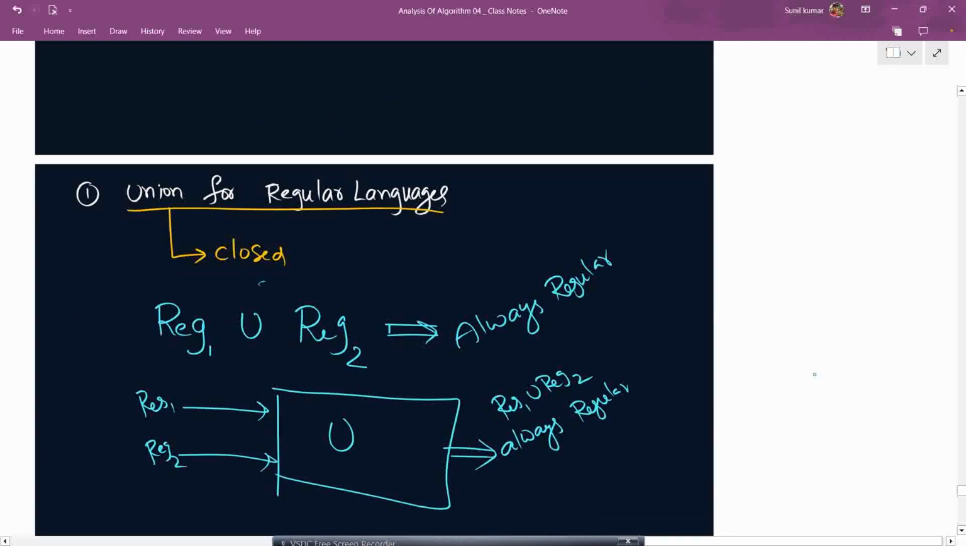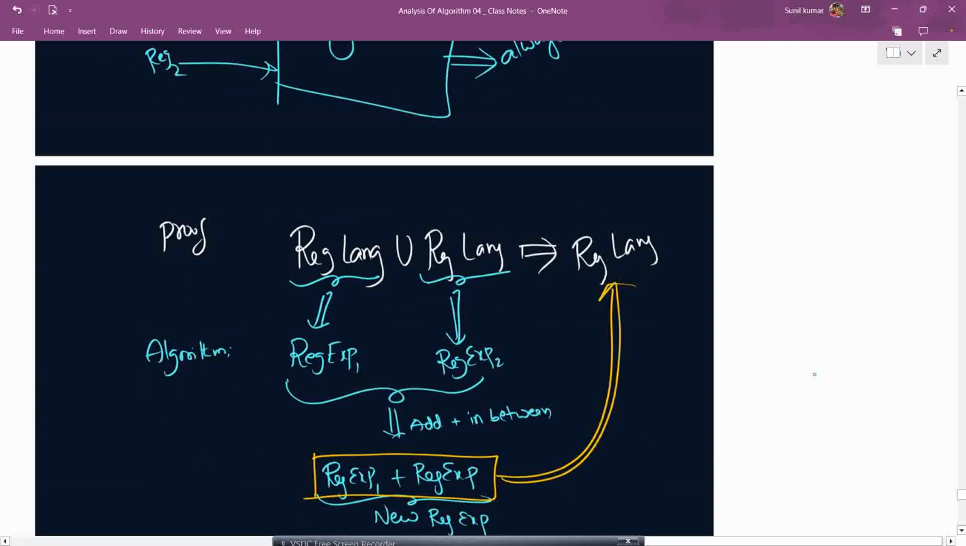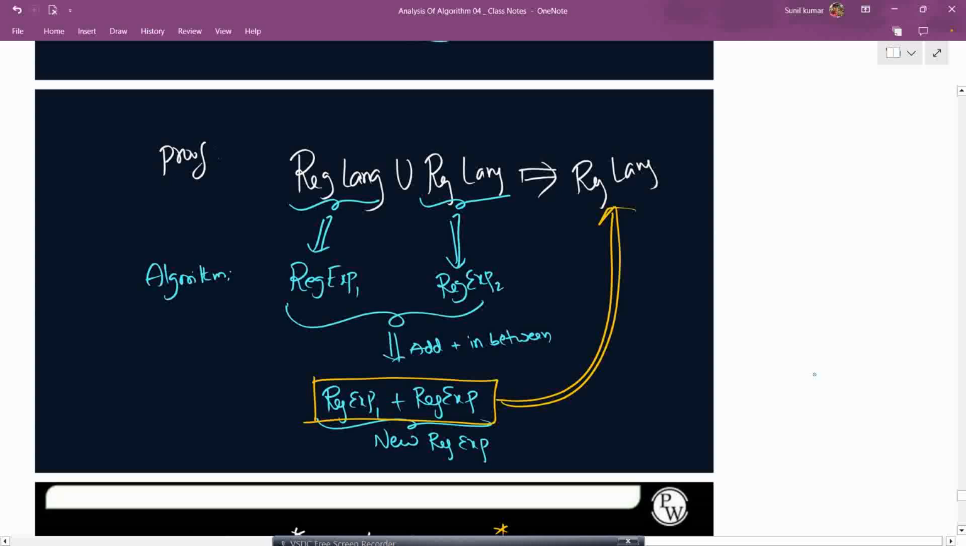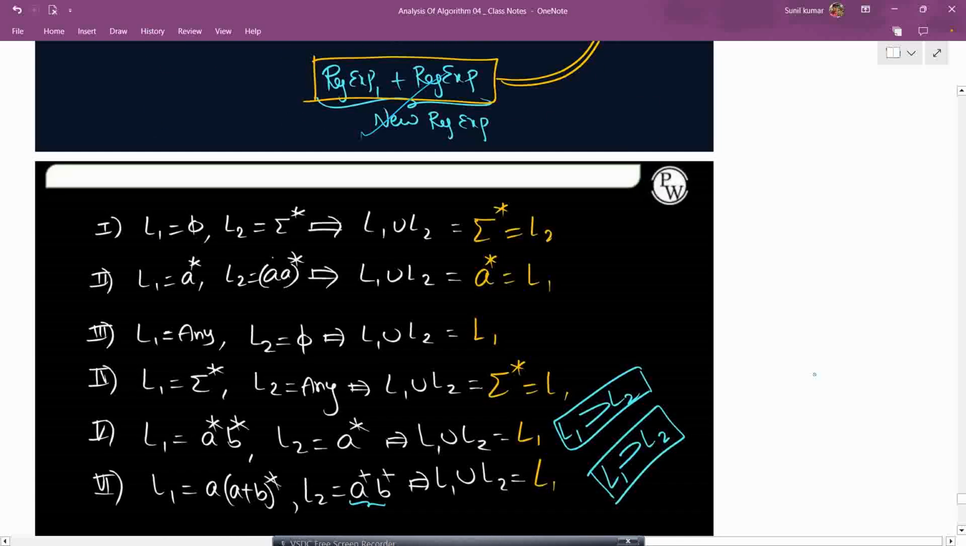Union for regular languages is closed. Regular union regular is always regular, right? Two regular languages, or regular expressions, union them to get a regular expression or language. Let's say in an example L1 is equal to this, L2 is equal to this. Both are regular. This is also regular. A star, L1 union phi union any L2 is equal to L1. Regular is regular.